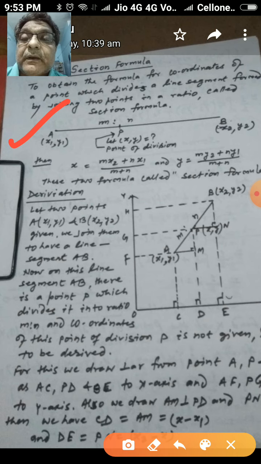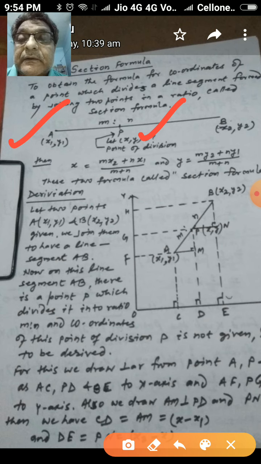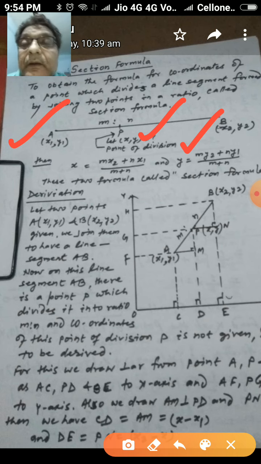So let us suppose that this point of division P has coordinates x, y. Then we can find the x coordinate of this point by using the formula mx2 plus nx1 by m plus n. And similarly, for this point of division, we can find the y coordinate using the formula my2 plus ny1 by m plus n. Now let us see its derivation.